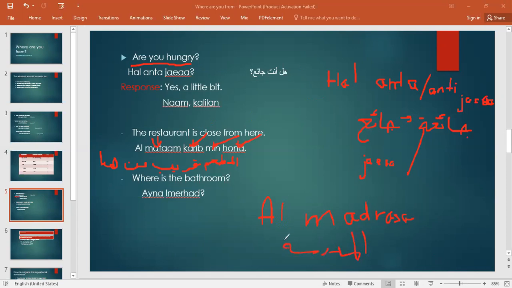المدرسة is close. Close is قريب, but المدرسة has تاء مربوطة, so you say قريبة. From is what? من هنا. Okay? طيب. Let's assume you ask someone, where is the bathroom? You're asking about a place, so directly use أين. Okay?